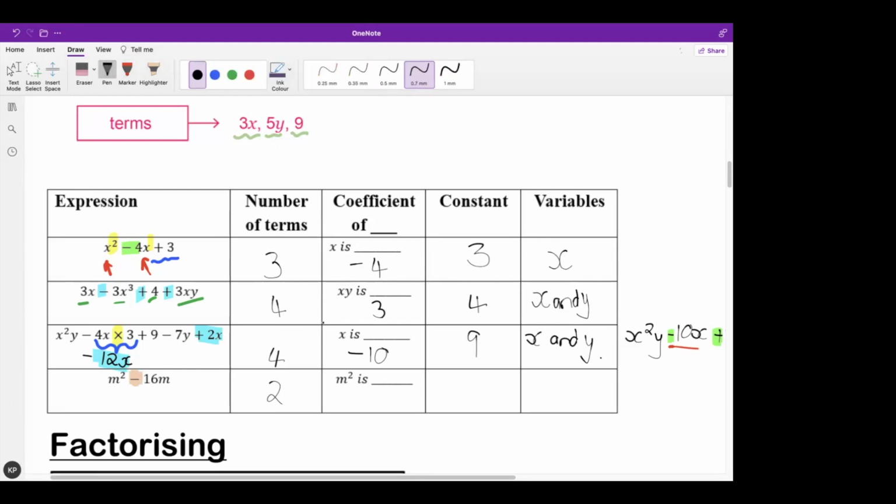What is my coefficient of m squared? There's nothing there, which means there is a 1. Okay, it cannot be 0, otherwise that term wouldn't exist. So it is 1. What is my constant in this case?